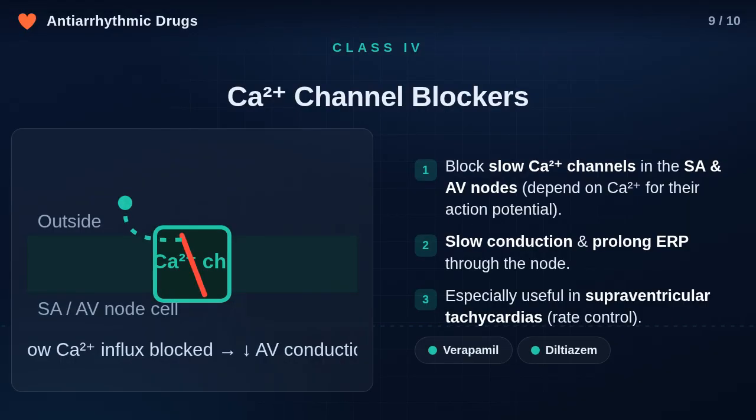In summary, Class 1 blocks sodium. Class 2 blocks beta receptors. Class 3 blocks potassium. And Class 4 blocks calcium. Each class corrects an arrhythmia by tuning a specific ion current of the cardiac action potential.